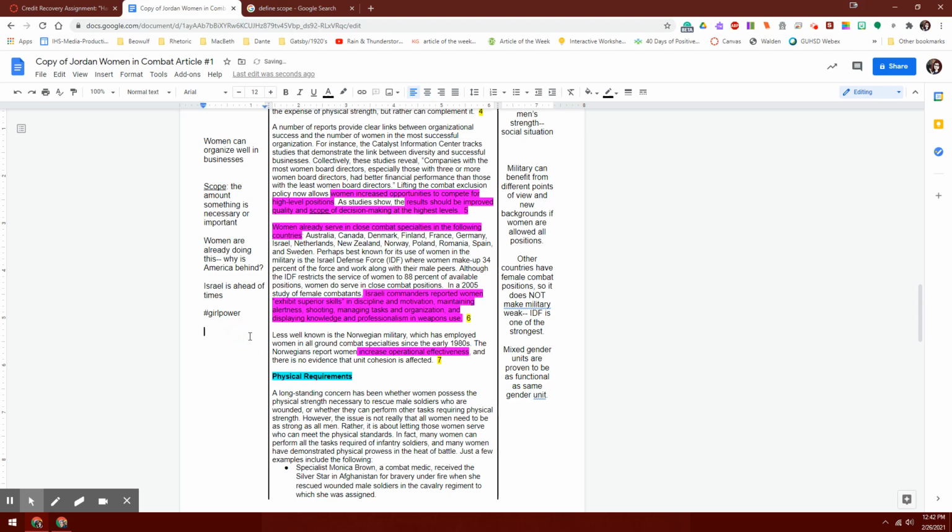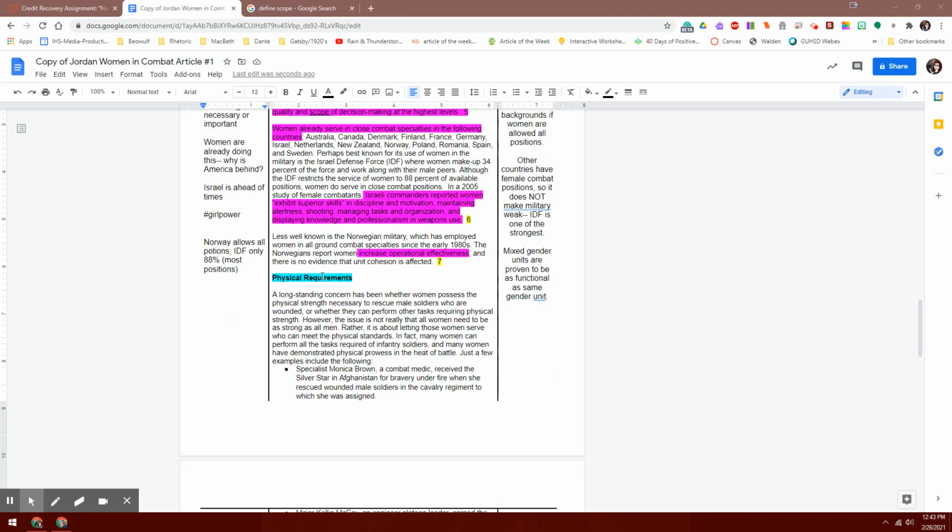And then I'm going to make a little comment over here. I just thought about this. Norway allows all positions, but Israel only allows 88%, so most positions. So that's quite interesting. Obviously, this article again is pretty pro women in military, and that's good. So let's move on to our next piece.